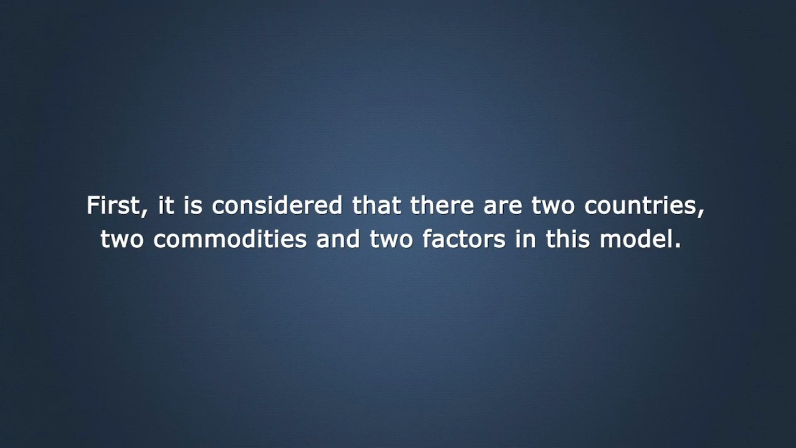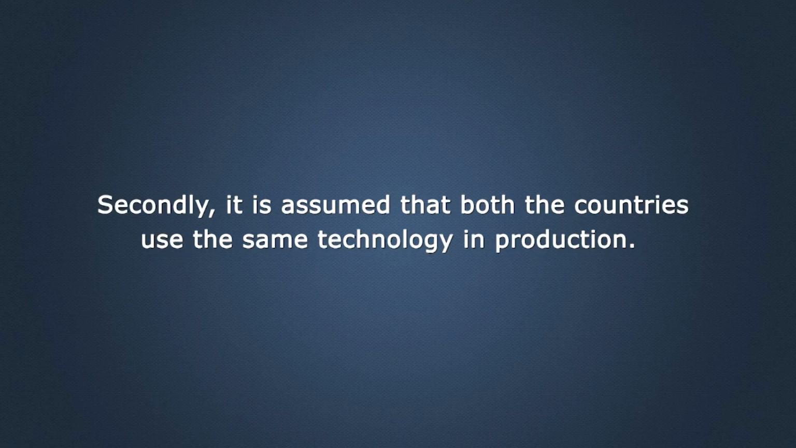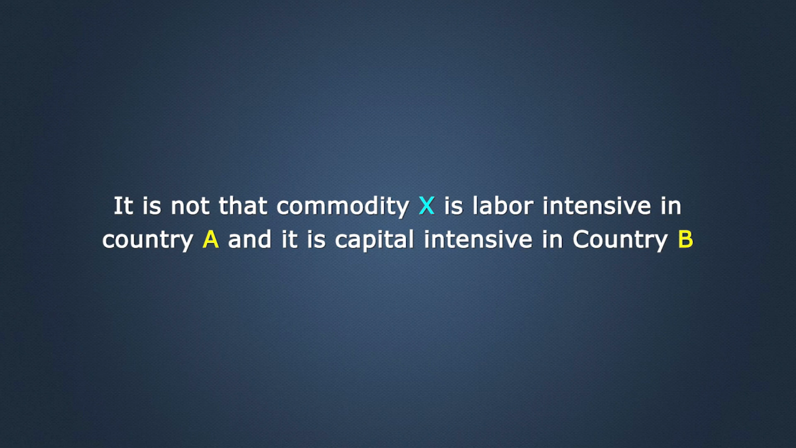First, it is considered that there are two countries, two commodities and two factors in this model. Suppose the two countries are country A and country B. The two factors are labor and capital and the two commodities are X and Y. Secondly, it is assumed that both the countries use the same technology in production. That means if X is a labor-intensive commodity, it is labor-intensive in both the countries. It is not that commodity X is labor-intensive in country A and it is capital-intensive in country B.